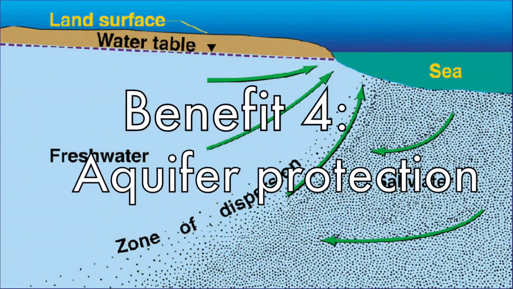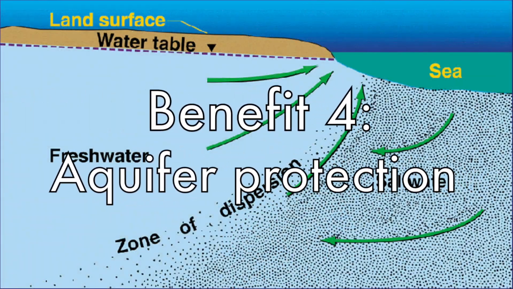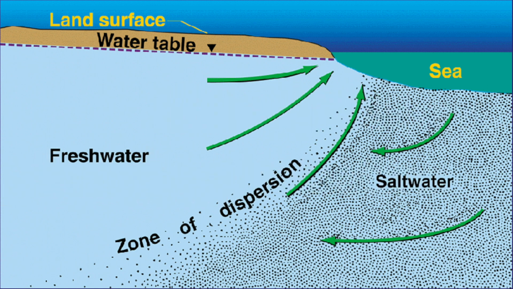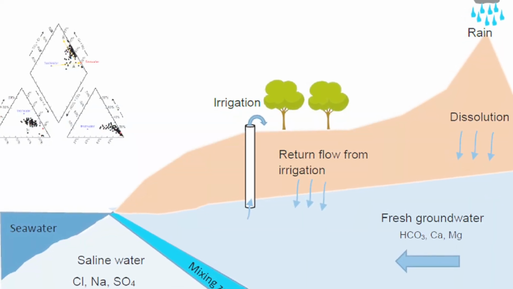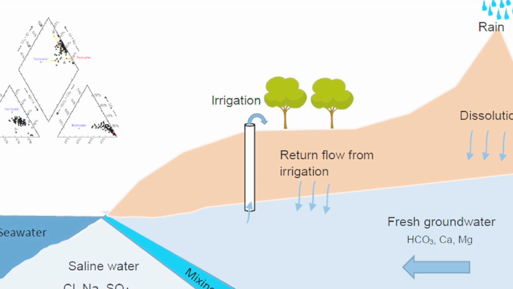Lastly, submarine groundwater discharge also protects terrestrial aquifers from saline groundwater coming into the system. Many people's water and food supply is dependent on terrestrial aquifers, and if this gets polluted with saline water, it can have severe effects.